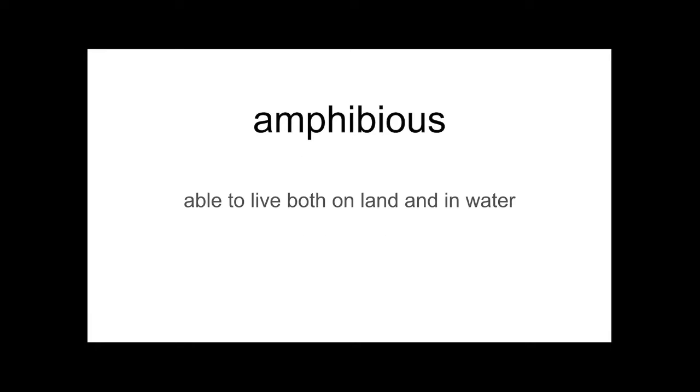The first word is amphibious. Please say amphibious with me. Amphibious, thank you. That means to be able to live on both land and in water. For example, our frog tank has areas of dry land and water for swimming because frogs are amphibious.